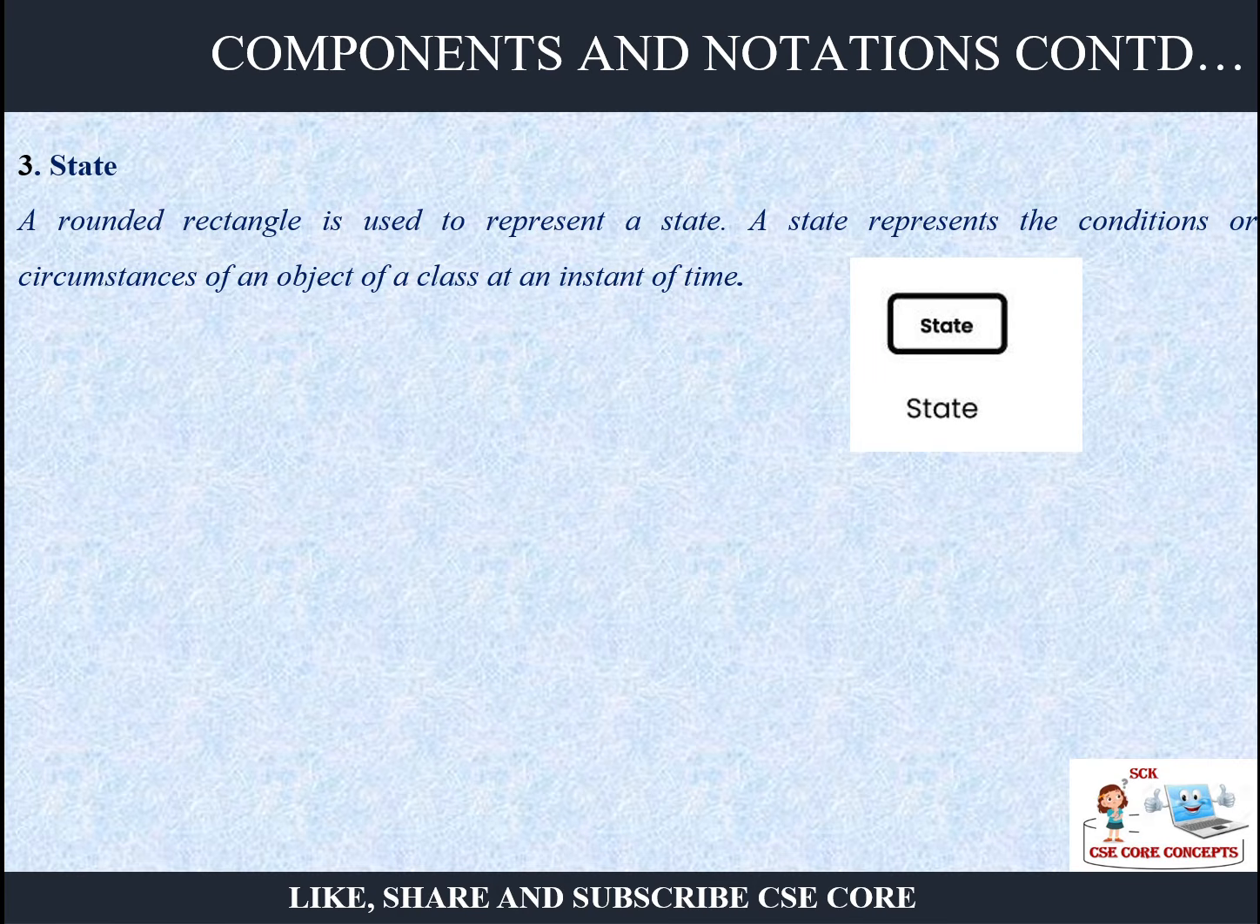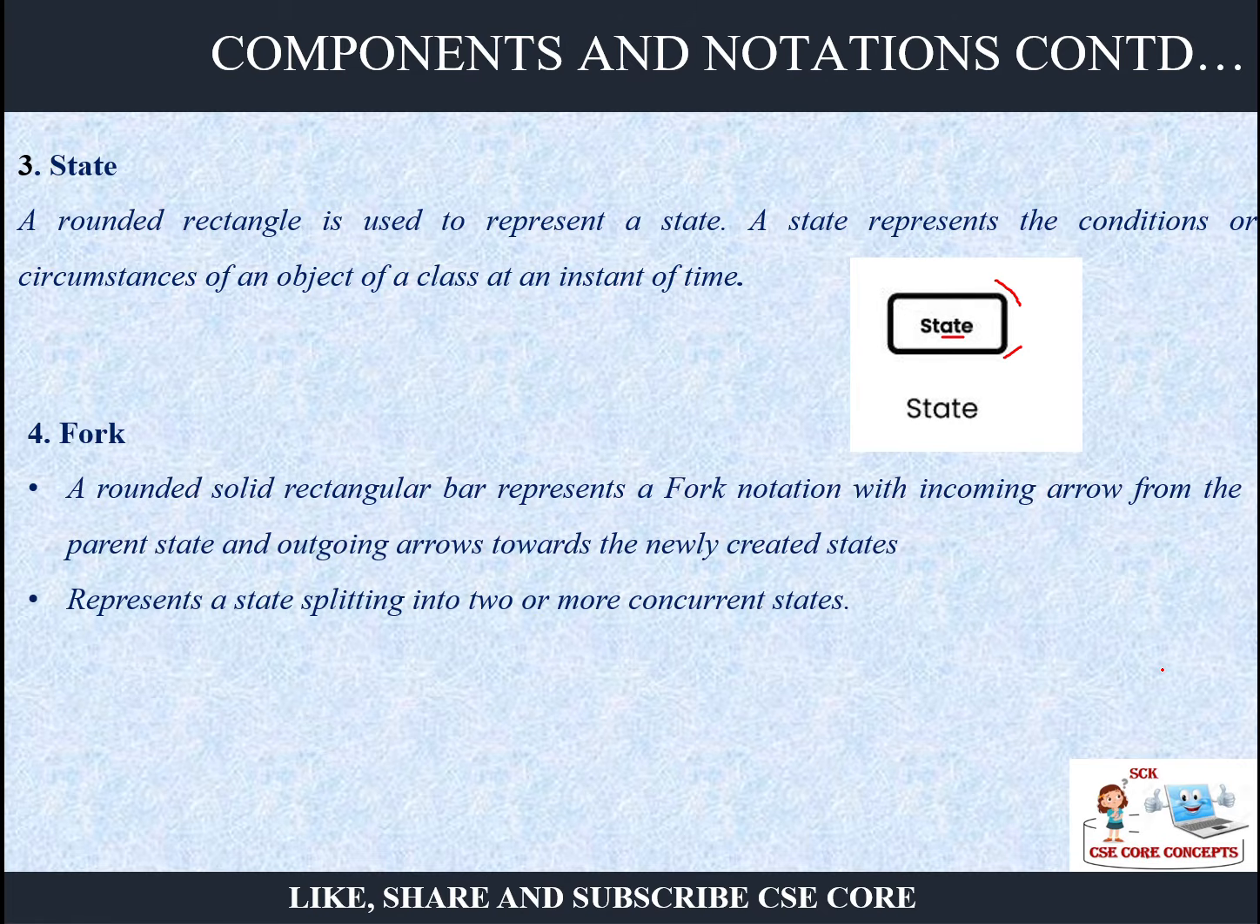The state is represented using a rounded rectangle, that is, you can see the curves here, they are rounded, they are not sharp corners, and you have to write the state inside this rectangle. Then comes a notation called fork. Now what is a fork?